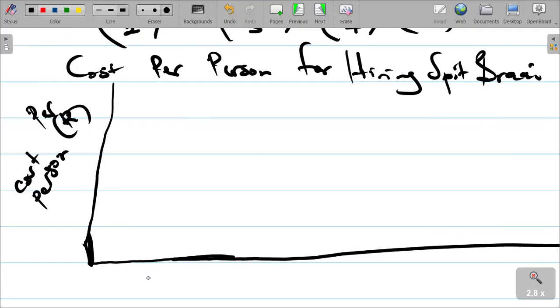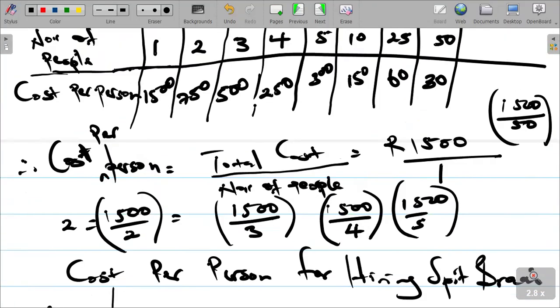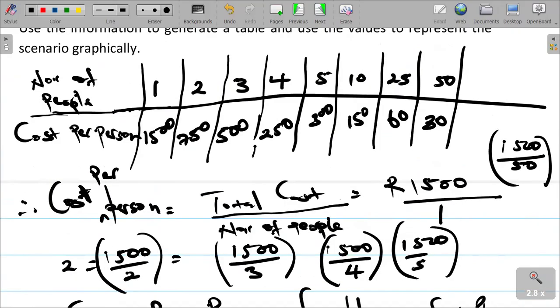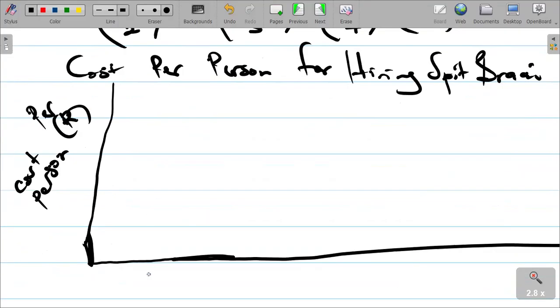And then we have the number of people on the horizontal axis. We can use these numbers, starting from, let's say, 5, 10, 25, 50 people, like that.